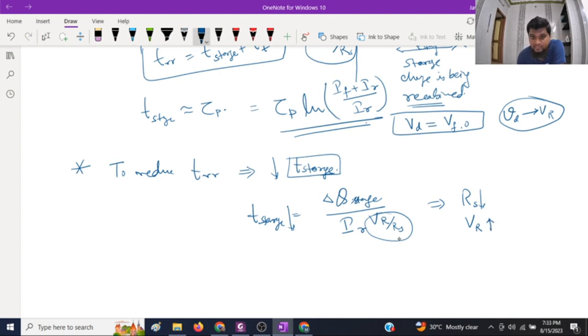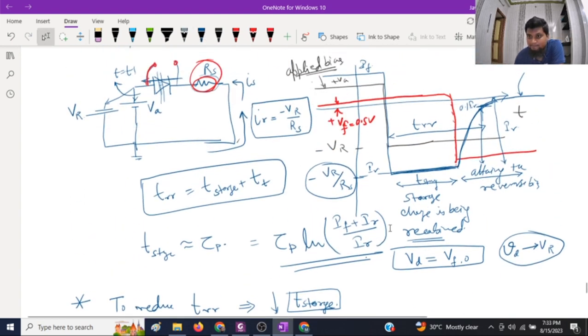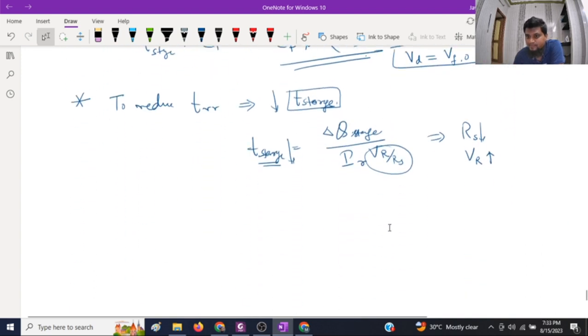Okay, but this is only for T storage time. The another time factor, this one. Okay, from here to here, that will increase if you will increase the reverse bias. So this is technically not correct to achieve it. Okay. Another thing is reduce delta Q storage.